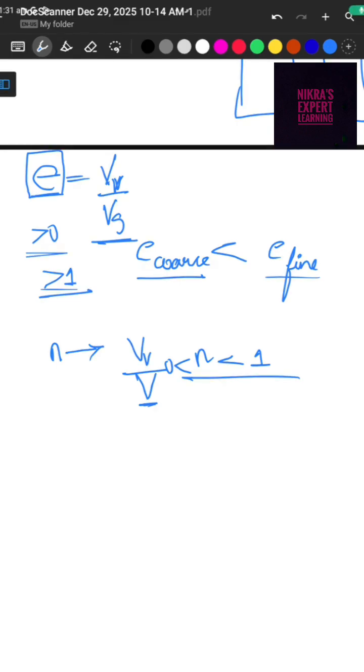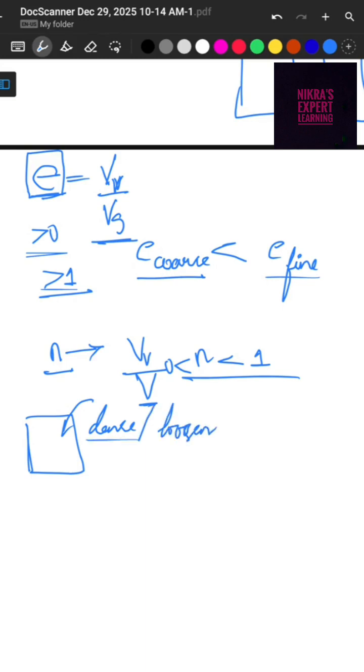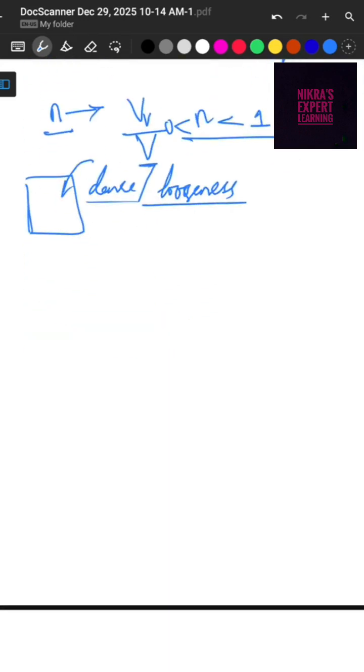Here we should understand one thing, both void ratio and porosity are nothing but a measure of the degree of denseness or looseness in the soil. By knowing this value, we'll understand how dense or loose the soil is. So this is what we'll be understanding from that value.